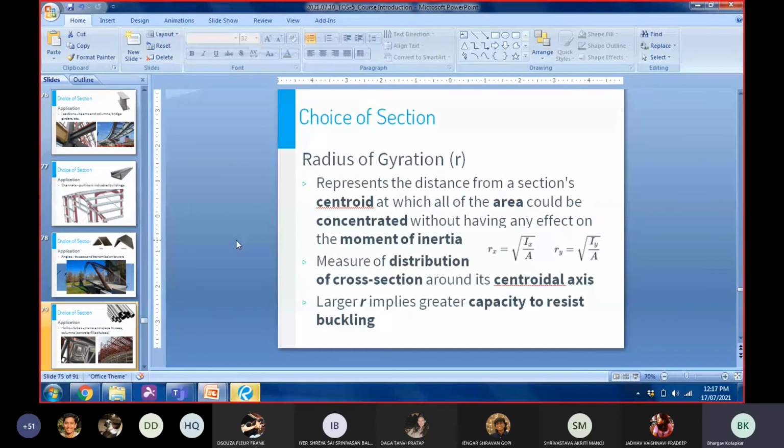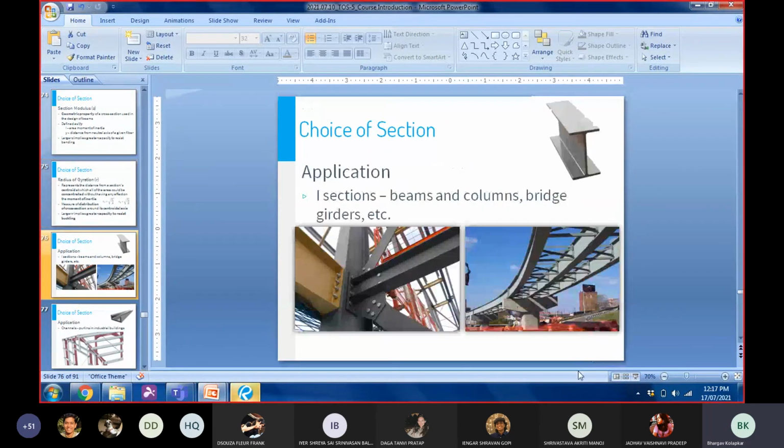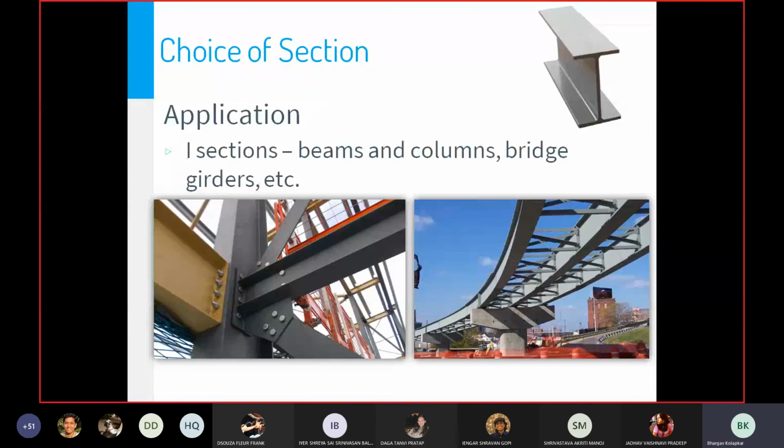Radius of gyration should be high if it's a column. Section modulus should be high if it's a beam. Okay, these are the basics. Now, obviously, there are much more details. It is not that easy. Much more details, but you know the basics, so we can build on it.